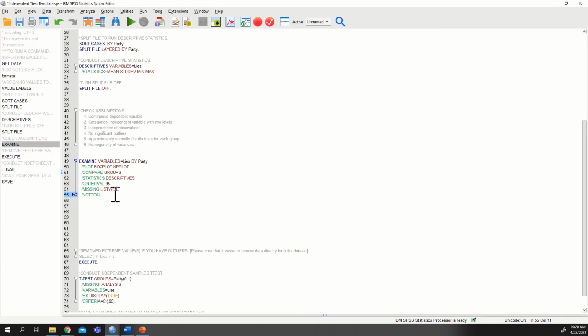Now, going back to the 6 assumptions, we already have these first 3, at least for my data. As I mentioned, I have a continuous dependent variable, so check for that. I have a categorical independent variable, so that's a check for that. And I know that my groups have not crossed over into each other's parties by any means, so each group is independent of their observation. So let's run this.